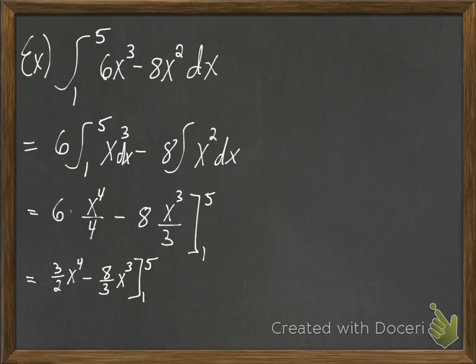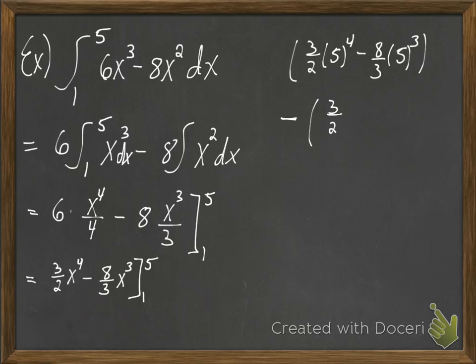So we just start to work that out. Plug in 5. So it would be 3/2 times 5 to the 4th minus 8/3 times 5 to the 3rd, and then minus, and we plug in 1: 3/2 times 1 to the 4th minus 8/3 times 1 to the 3rd.